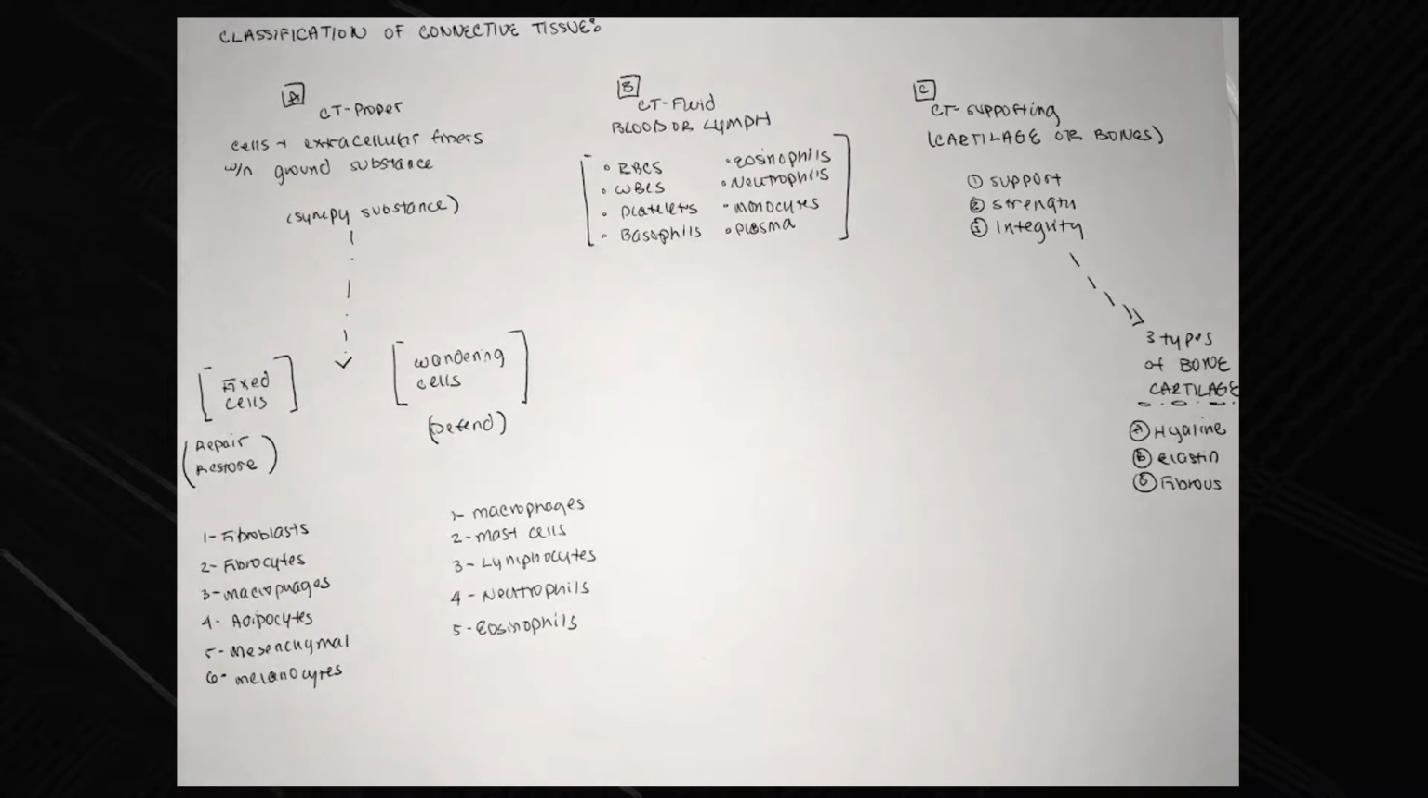This is a secondary chart that I created for the classification of connective tissue. We have connective tissue proper, connective tissue fluid, and connective tissue supporting. Again, I would encourage all of the students watching this course to go ahead and create your own chart. You can use different colored paper or markers, just whatever helps you memorize this material best.